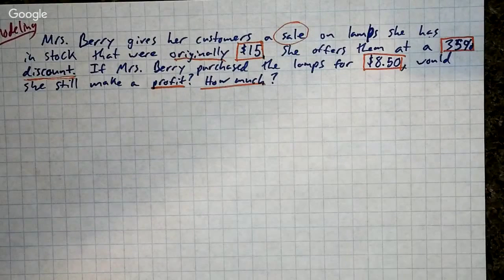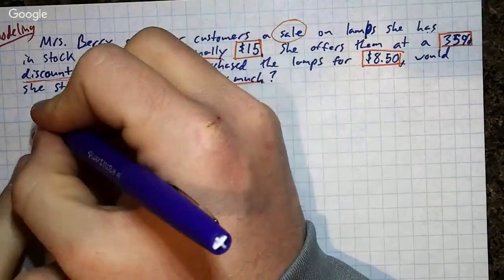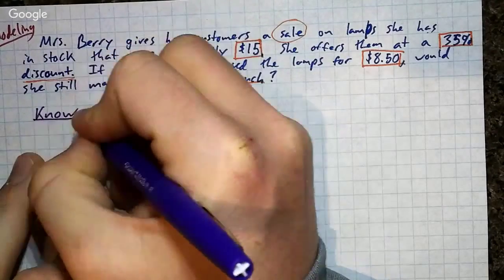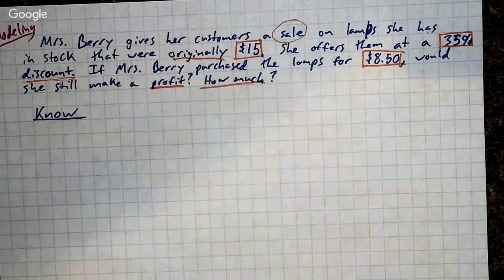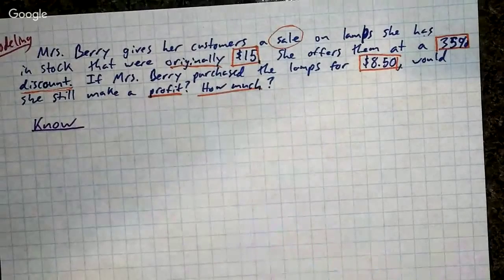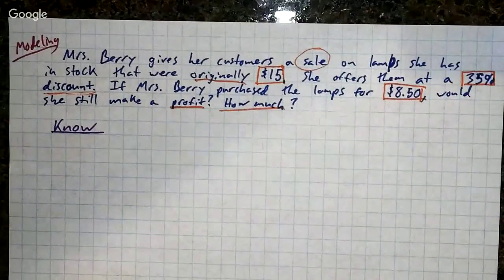Okay, so the first thing we're going to do is talk about what we know. What is it that we know? On this side over here, I'm just going to write "know." What is it that we know? Well, the first thing we know is the cost for Mrs. Berry. Let's say that she has no lamps right now. Mrs. Berry has no lamps.